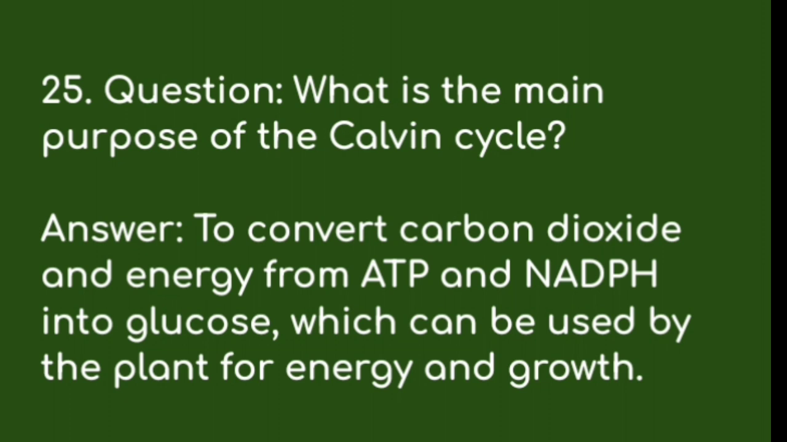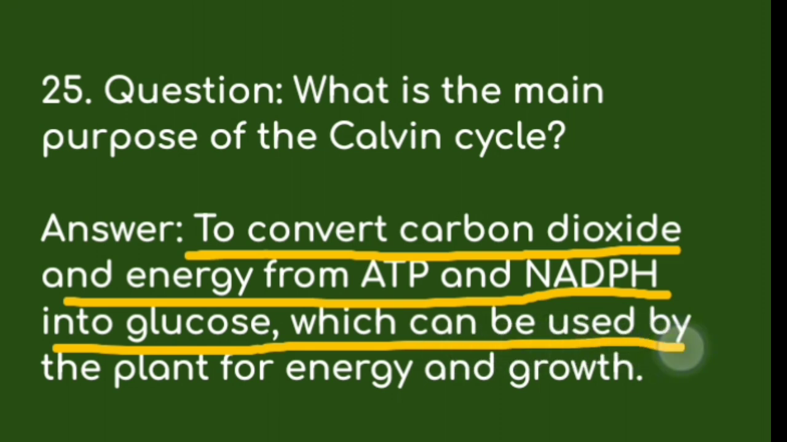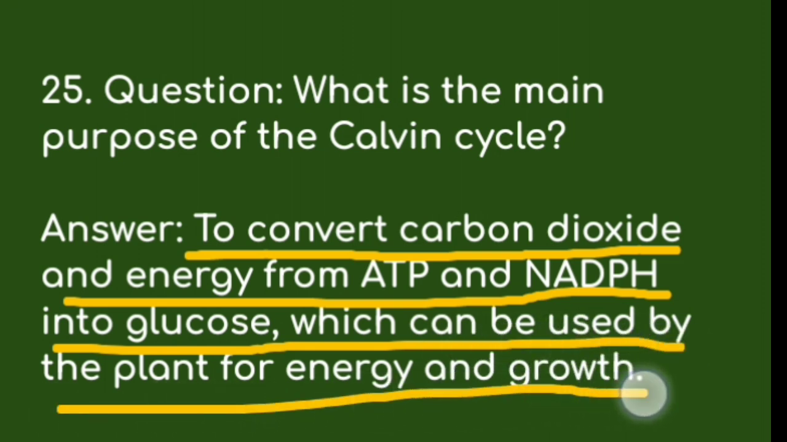The answer is to convert carbon dioxide and energy from ATP and NADPH into glucose, which can be used by the plant for energy and growth, is the main function of the Calvin cycle.